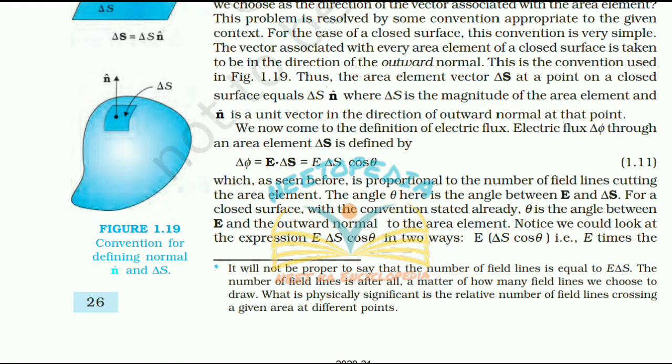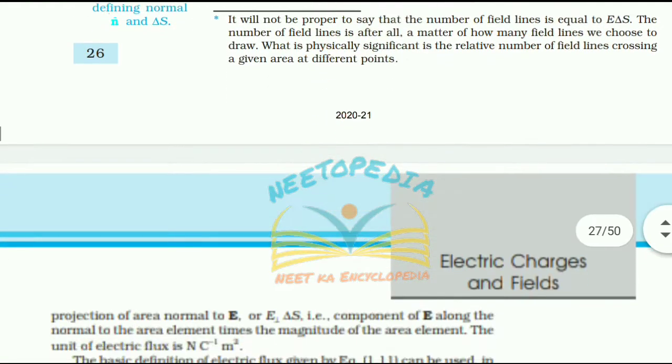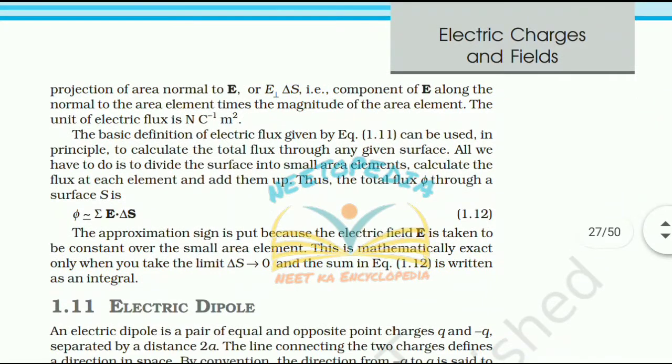Notice we could look at the expression E delta S cos theta in two ways. That is E times delta S cos theta, that is E times the projection of area normal to E, or E perpendicular into delta S, that is the component of E along the normal to this area element times the magnitude of the area element. The unit of electric flux is newton per coulomb meter squared.